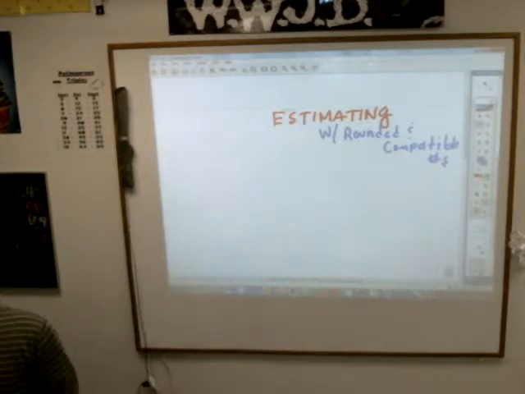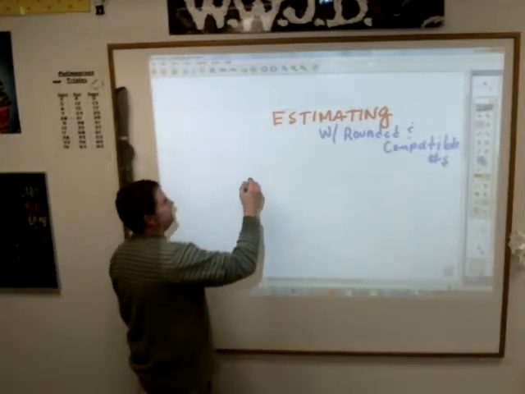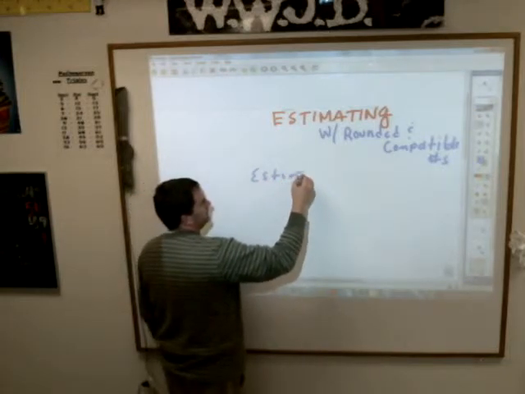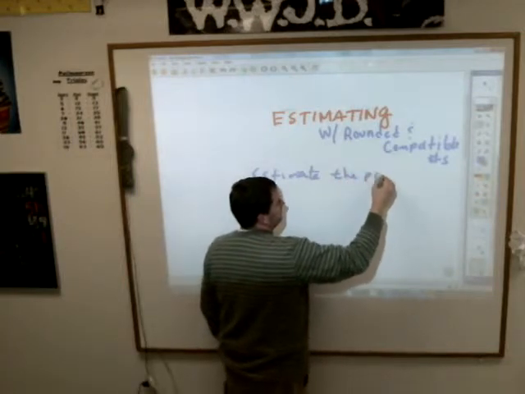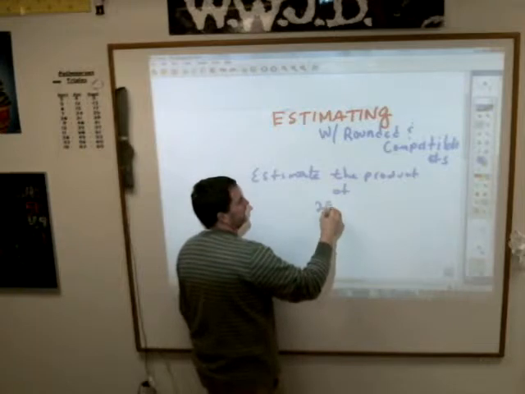But I do see people getting this wrong because what they do is they actually do the problem out and then they estimate or they round their answer. That's not what they're telling you to do. For example, here is a problem. Estimate the product of 29 and 19.